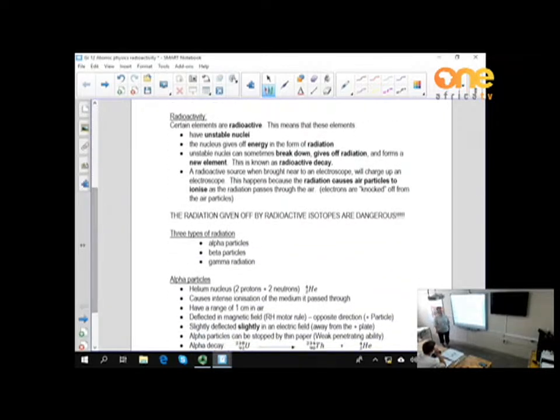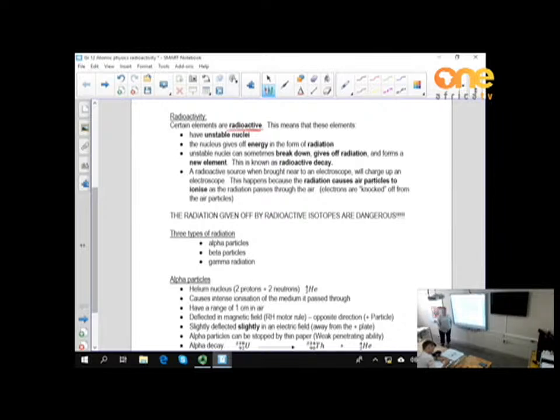Now, when I talk about radioactivity, I think most of you have got a little bit of an idea, oh, it's dangerous, or be careful, or causes cancer. I think there will be various thoughts in your head about it. All right, so what exactly is radioactivity? We say that certain elements, not all of them, certain elements are so-called radioactive.